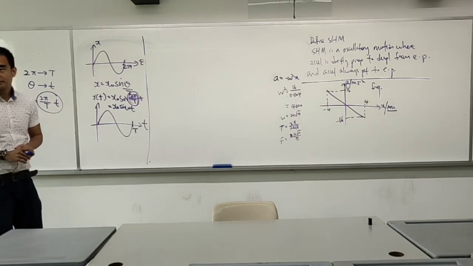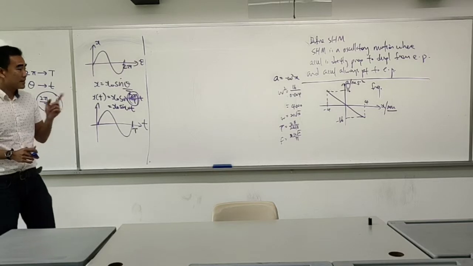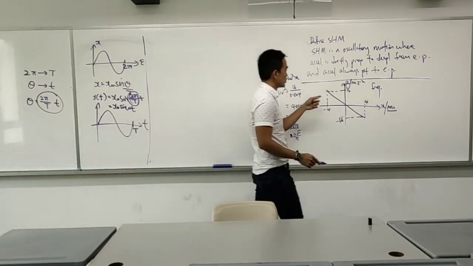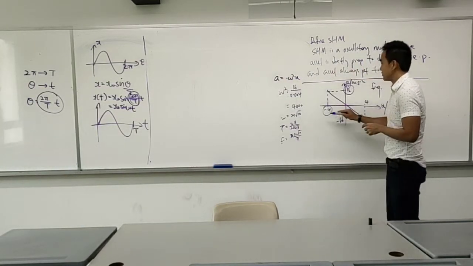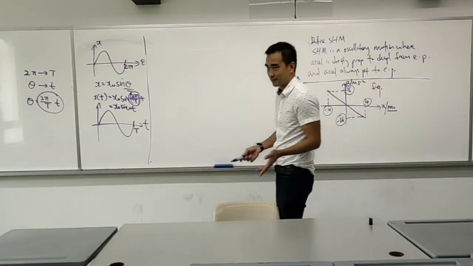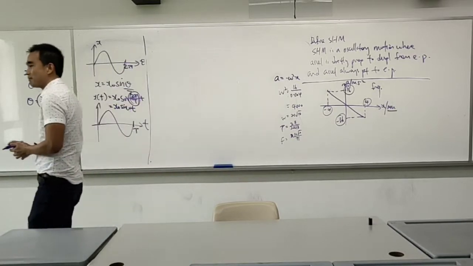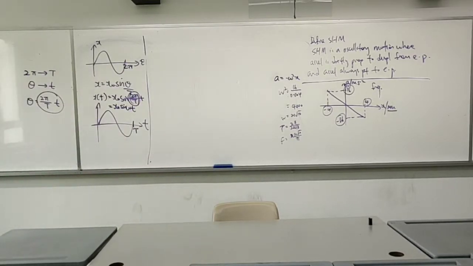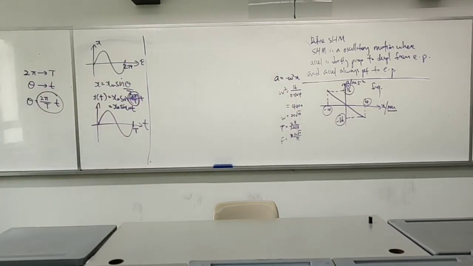Wait, but x is considered negative, right? It depends. If you take A to be positive, say for example you take this, then x is negative. If you take A to be negative, then x will be positive. So eventually omega squared must be positive, otherwise you get a complex number. Yes, so you have started complex numbers already.